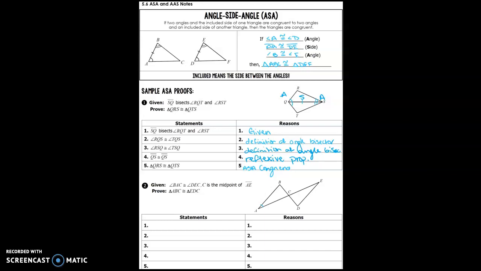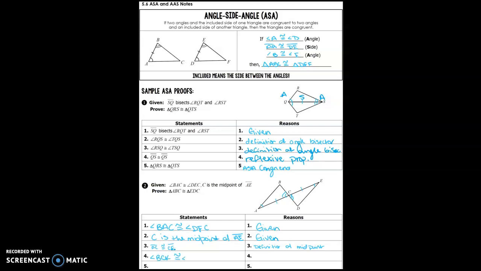Alright, so hopefully you started this one on your own and you found that angle BAC is congruent to DEC. That's given to us, and then C is the midpoint, so that means that those two side lengths are congruent. So I'm going to put down what we know so far. Hopefully you have this information because this is given to us. And now, since we know that C is the midpoint of AE, we know that AC is congruent to CE. And this is because it's the definition of a midpoint.